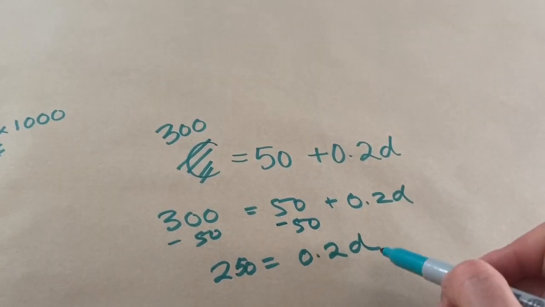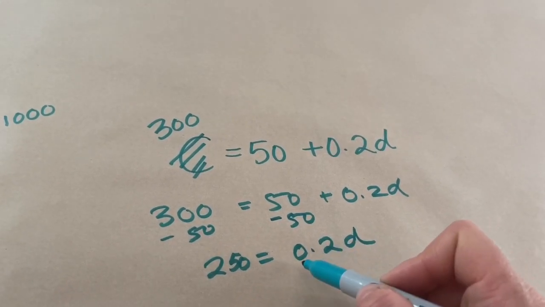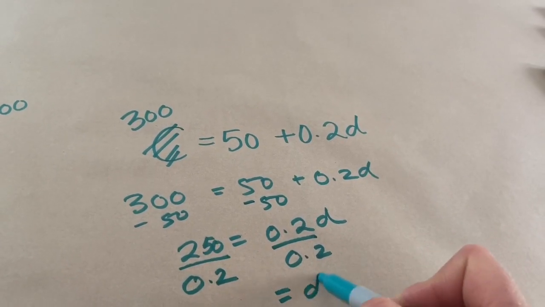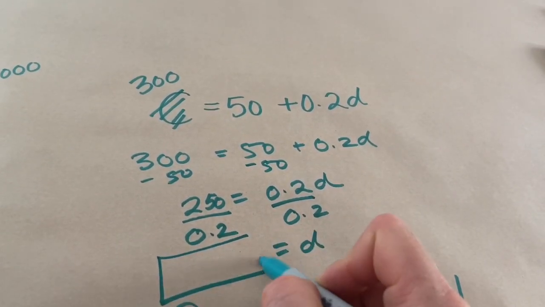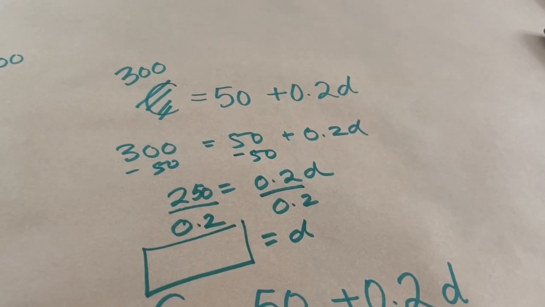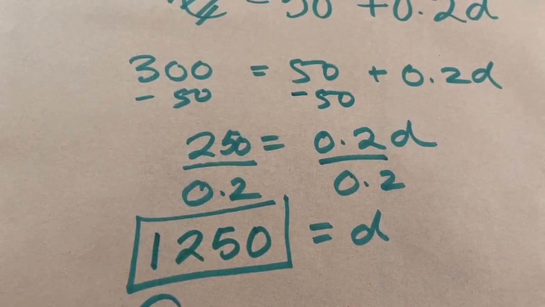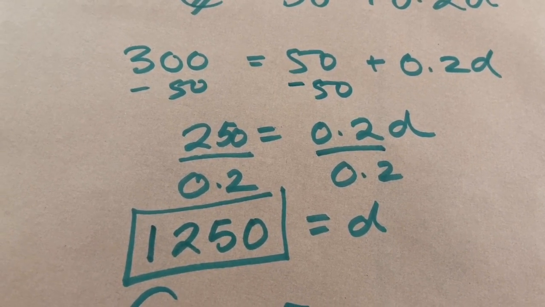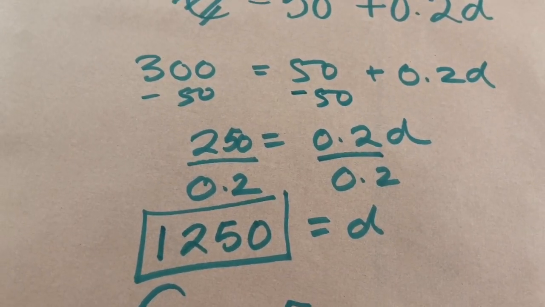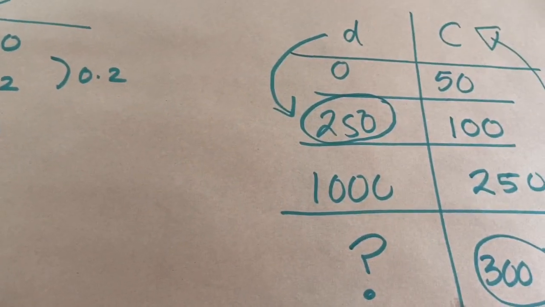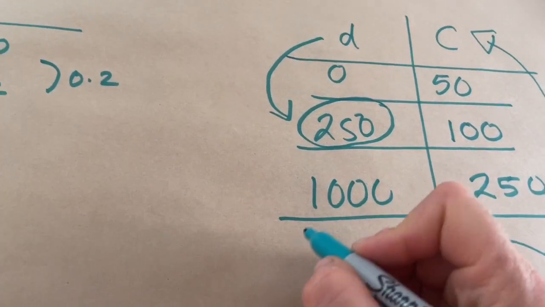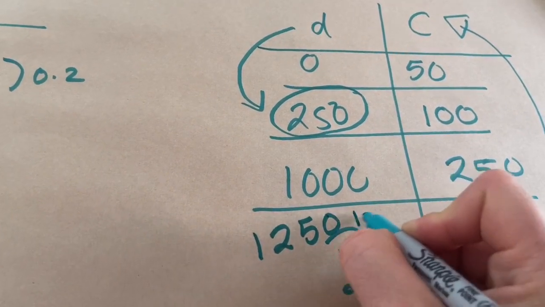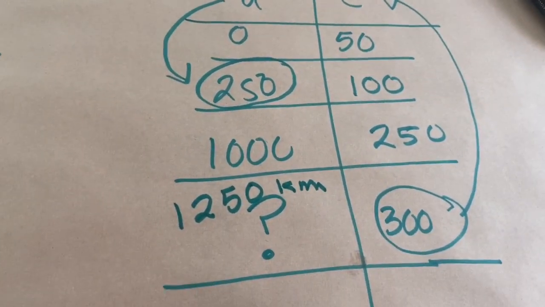Okay. I want to find the D. D is the number of kilometers I've driven. So I need to divide by 0.2. So my D is going to be equal to 250 divided by 0.2. Can you get your calculator out and try that? So I've used my calculator, and when I do 250 divided by 0.2, I get that the D is equal to 1,250. So I can go back to my numeric model, and I know that if the cost is 300, that means I've driven my car 1,250 kilometers.